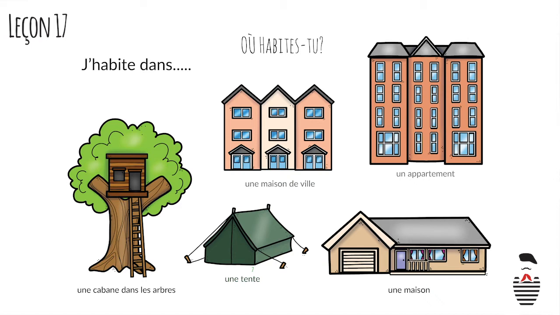Maybe you live in a tent. I don't think forever, but maybe on holiday you can tell someone, I live in that tent. So then you can say une tente. J'habite dans une tente. And if you live in a house, I think most of you live in a house, then you say j'habite dans une maison. Encore, j'habite dans une maison.